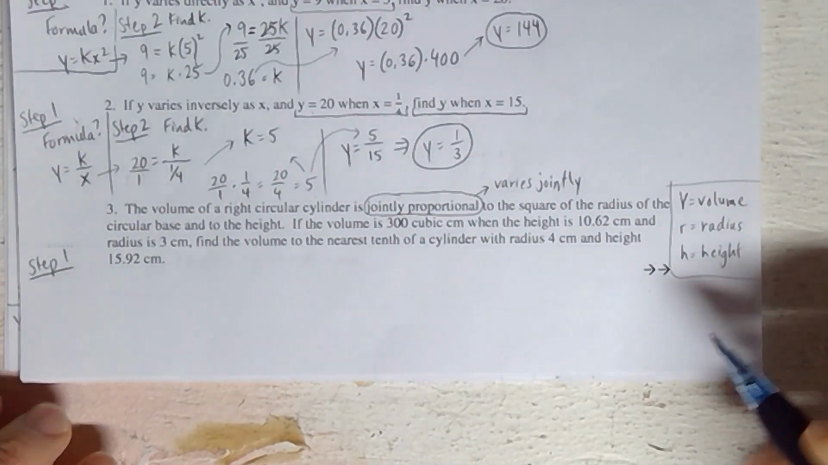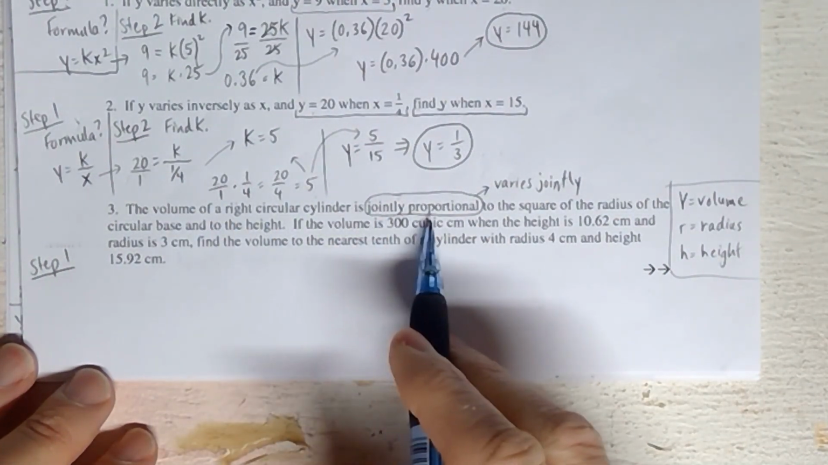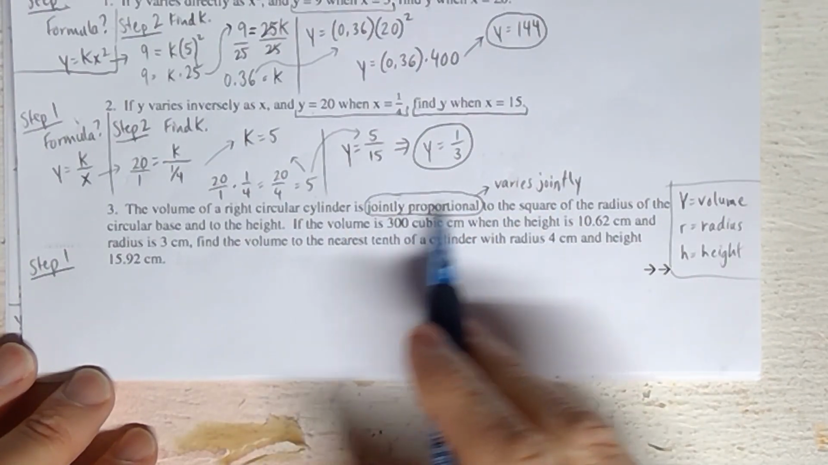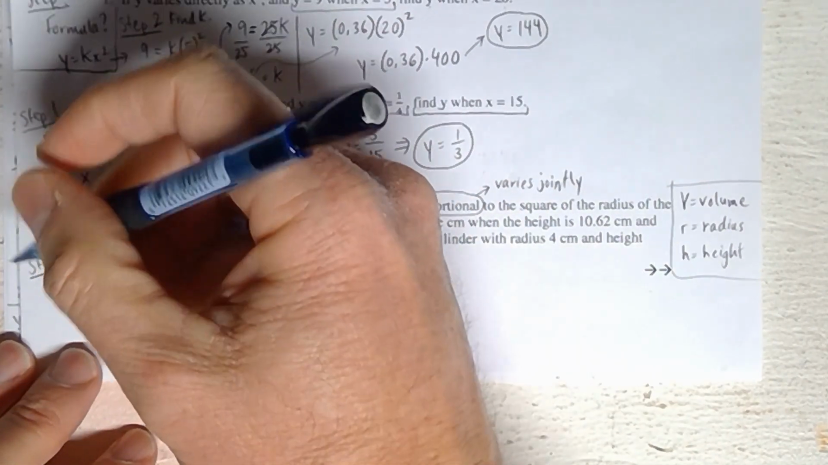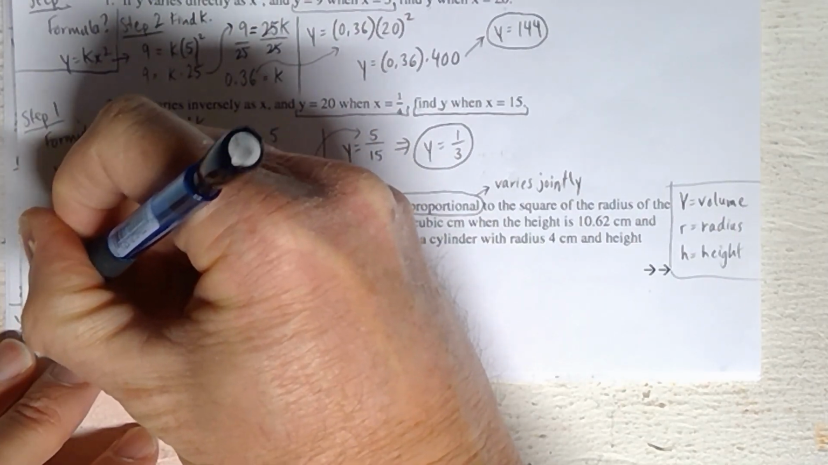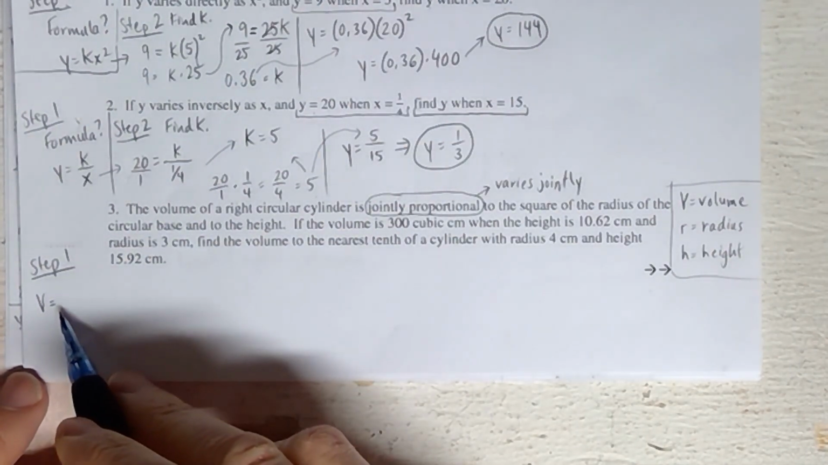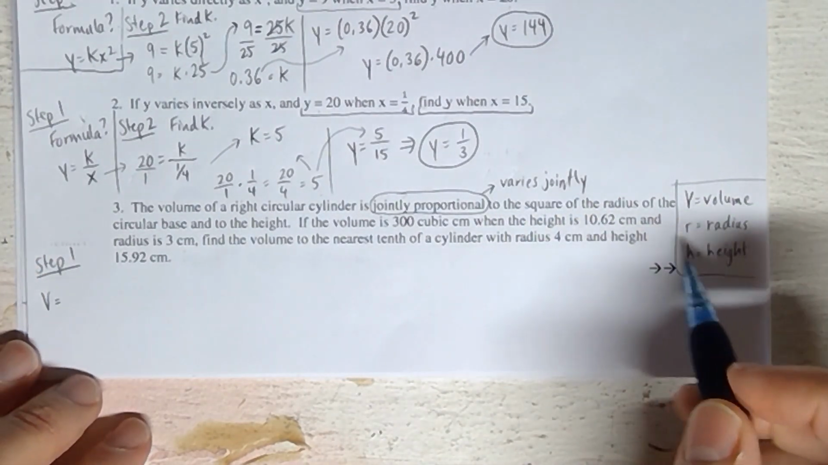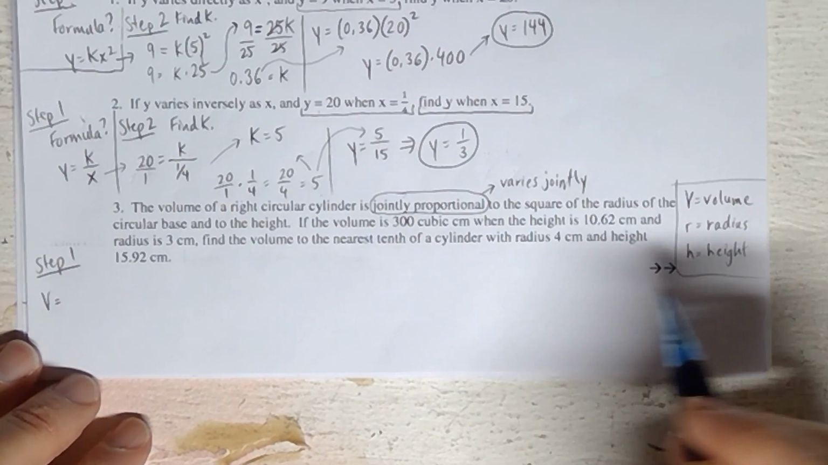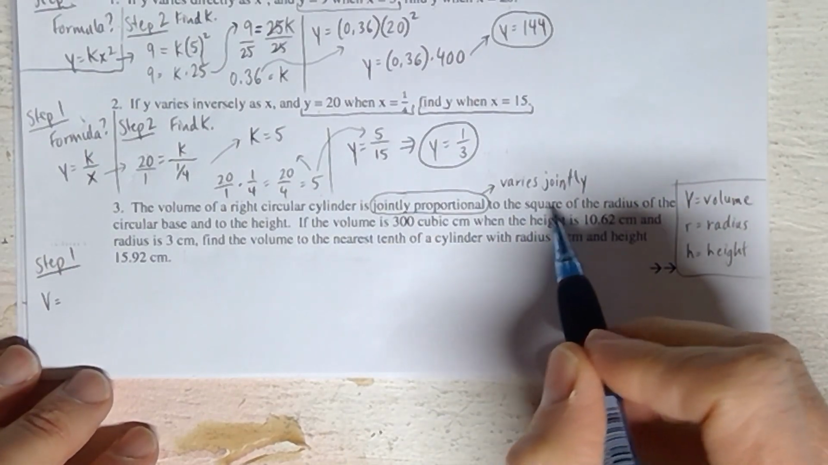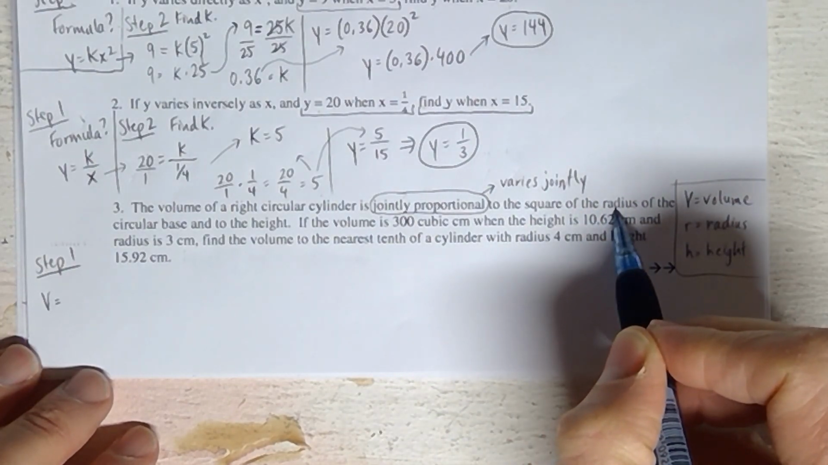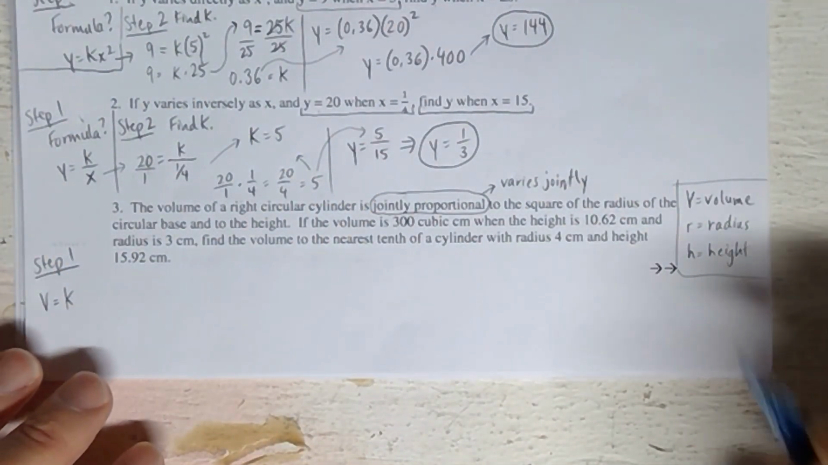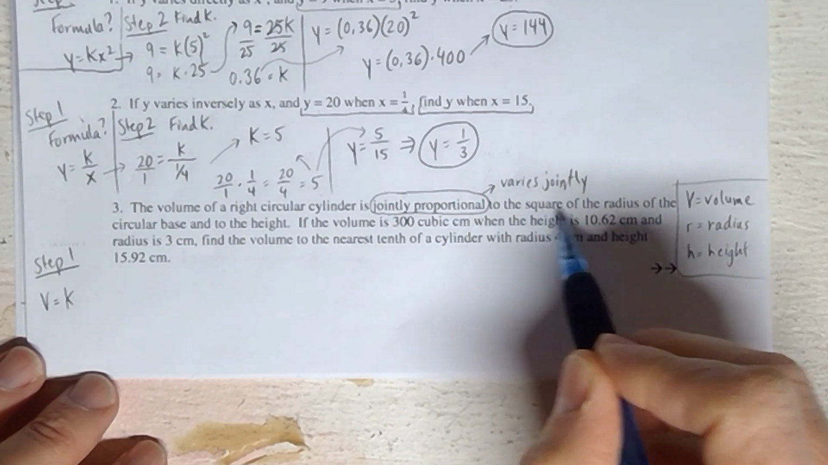Okay. Again, volume is jointly proportional and varies jointly. Remember, whatever comes before that phrase goes before the equal sign, just like in the previous problems. So I'll put the V before the equal sign. And then, again, varies jointly means that you take not just R and H, but remember, this is where you have to be careful. It says the square of the radius. So we put our K down first, but then it says varies jointly to the square of the radius.